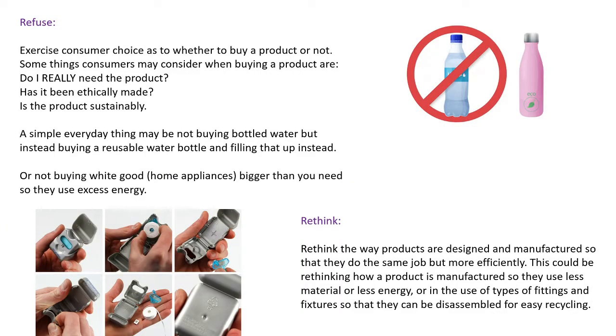So refuse and rethink. These ones are a little bit more ambiguous, and it's hard to pinpoint and give examples, because refuse is really down to the consumer's attitude to consumption. So before lockdown, if you were to go shopping, it's that impulse buying of buying things because you see it, not because you actually physically need it.